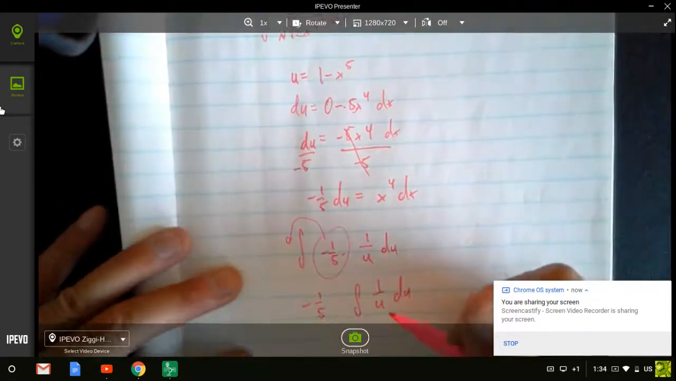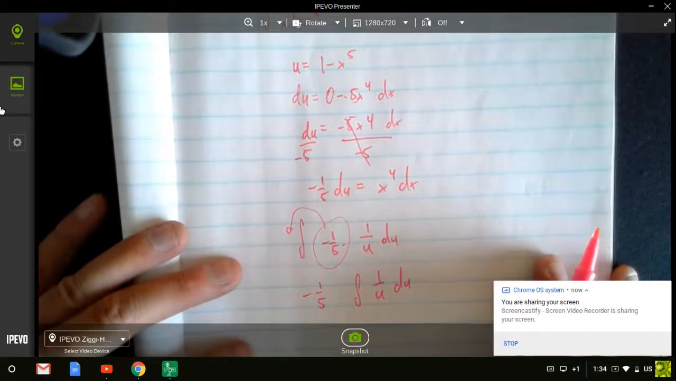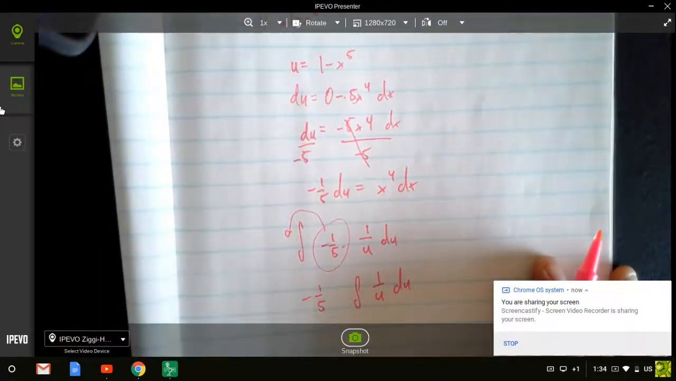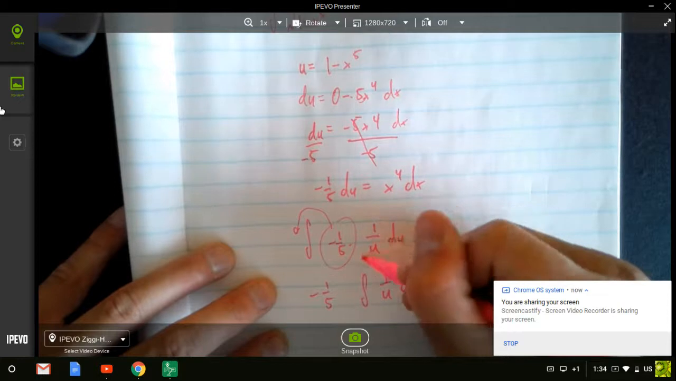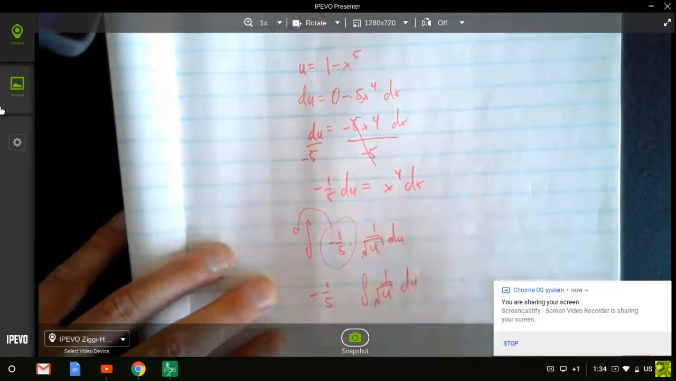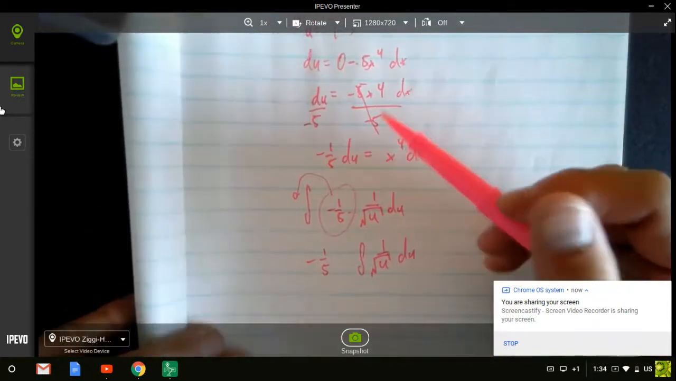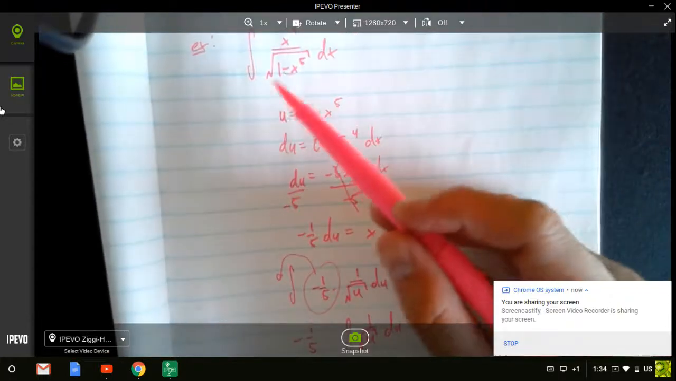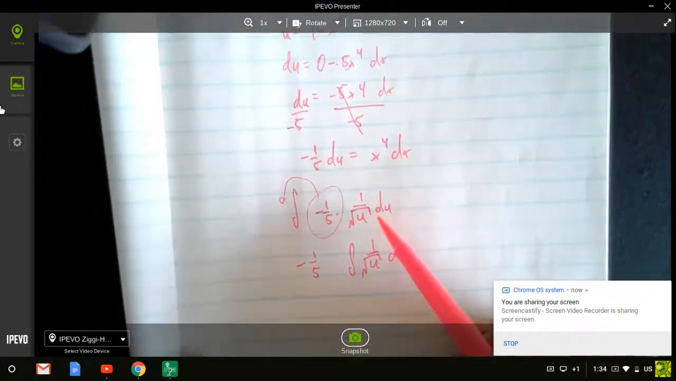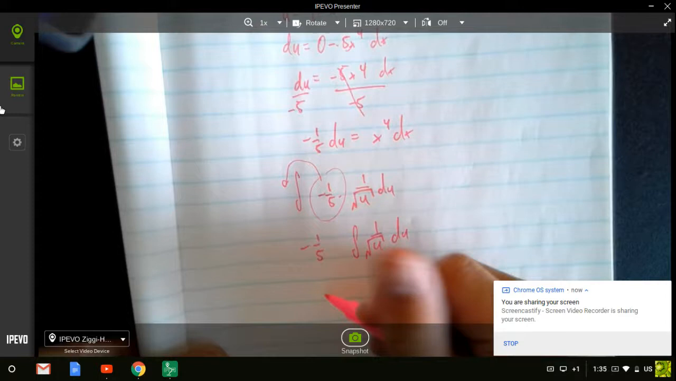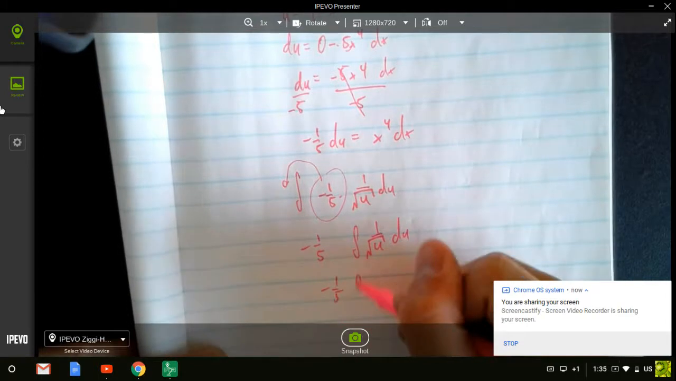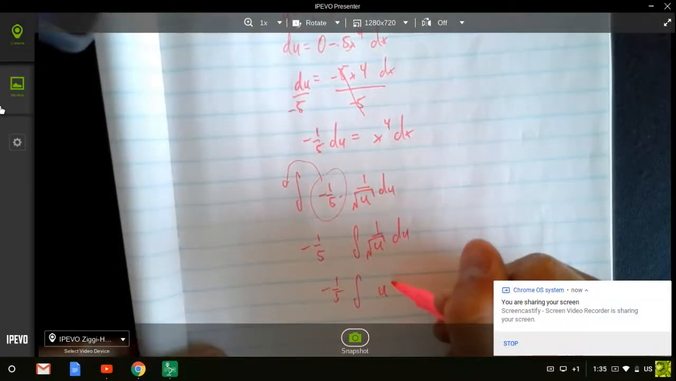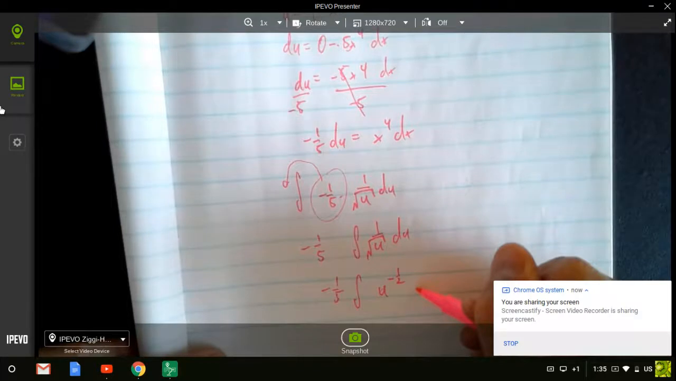And then what you're going to have is a statement. Oh, I'm sorry, negative 1 over square root of u. 1 over square root of u, okay? Because remember, we're only replacing our u, but that u was under a square root statement. And then we're going to rewrite that one more time as u to the negative 1/2 power du, okay?